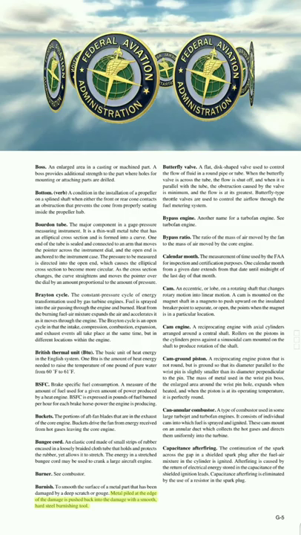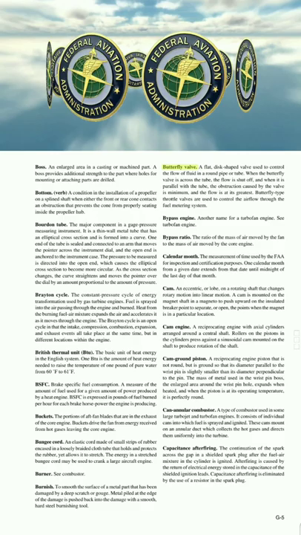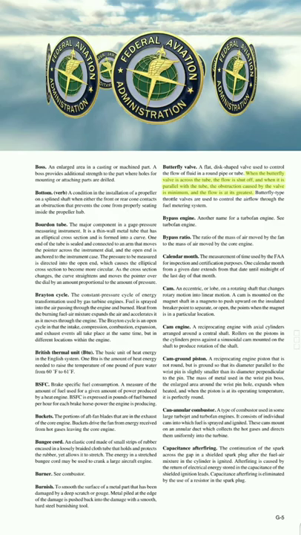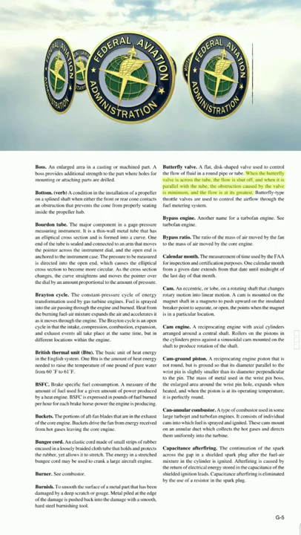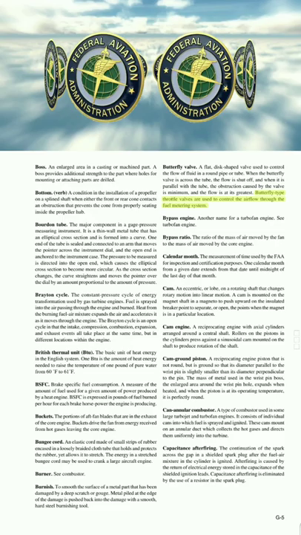Butterfly valve, a flat, disc-shaped valve used to control the flow of fluid in a round pipe or tube. When the butterfly valve is across the tube, the flow is shut off, and when it is parallel with the tube, the obstruction caused by the valve is minimum, and the flow is at its greatest. Butterfly-type throttle valves are used to control the airflow through the fuel metering system.